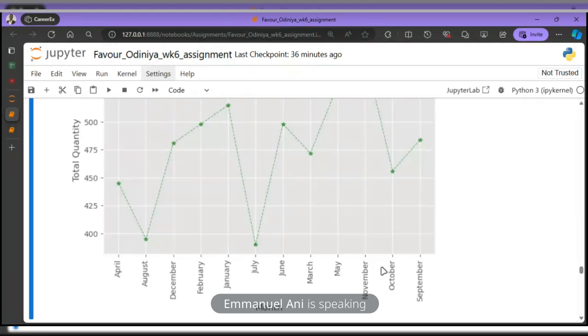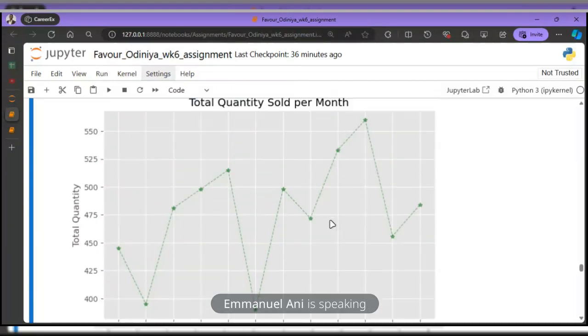So this is what data analysts and data scientists do, right? You don't just do charts for the sake of doing it. You do it to be able to answer certain questions, to spot trends and patterns and all of that.